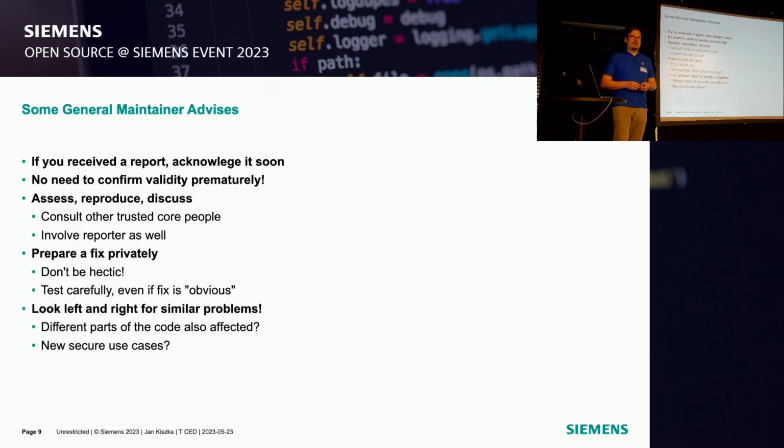And one further aspect to think about: if you got this report, look left and right to see if the pattern you found, or the concrete point, maybe appears multiple times in your project line. Or maybe the use case that was now presented by the reporter is something you never thought about so far, but is valid from your perspective. Then it's also worth reconsidering your code base, your architecture, in that light, and seeing if there are further issues of that kind.